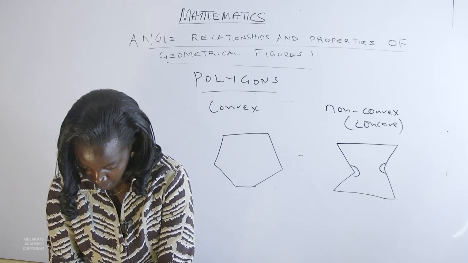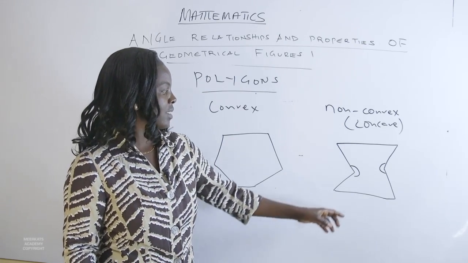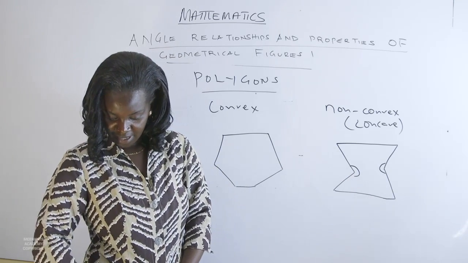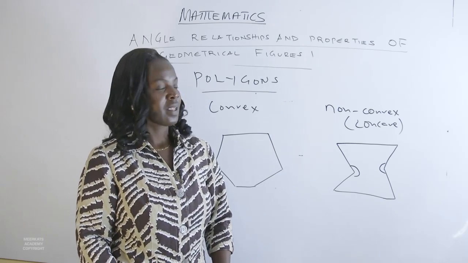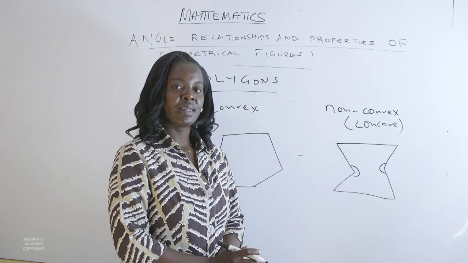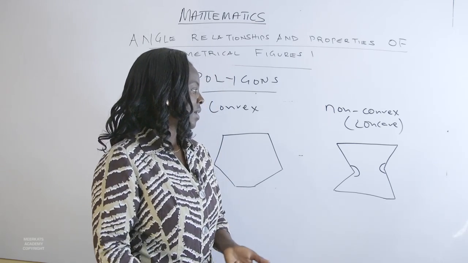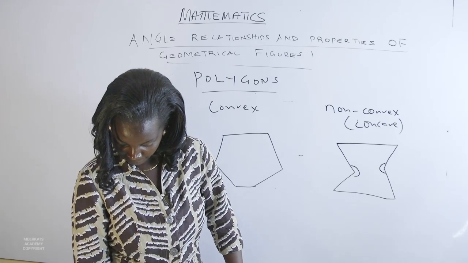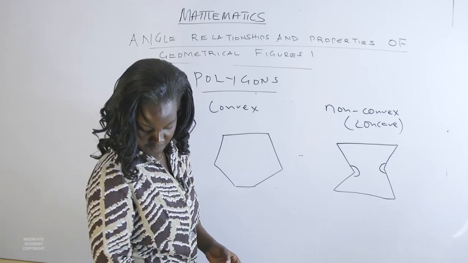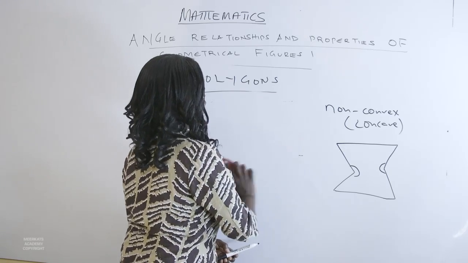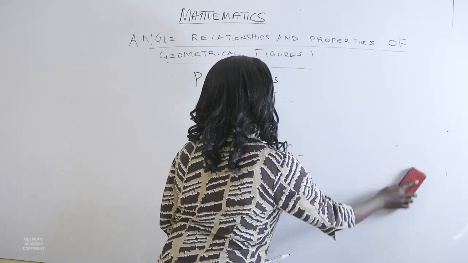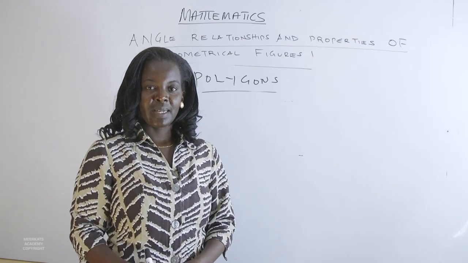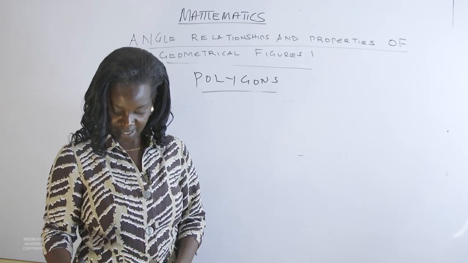It means that one of the angles is a reflex. One of the interior angles is reflex, more than 180 degrees but less than 360 degrees. Let us now look at examples on polygons on how to calculate the sum of interior angles.